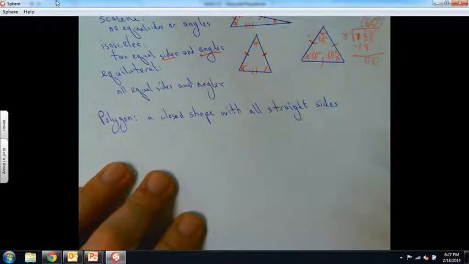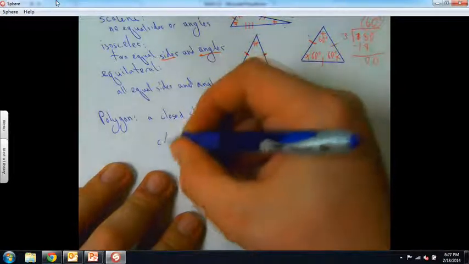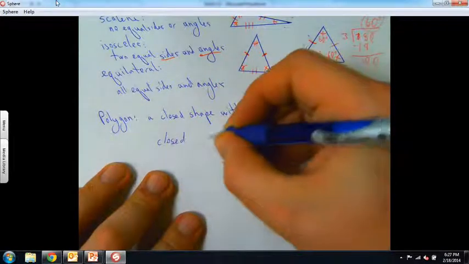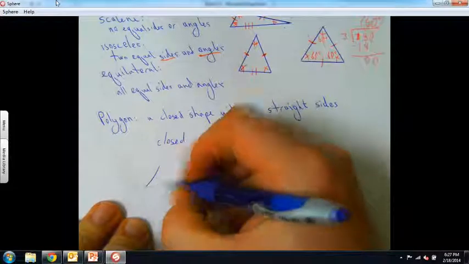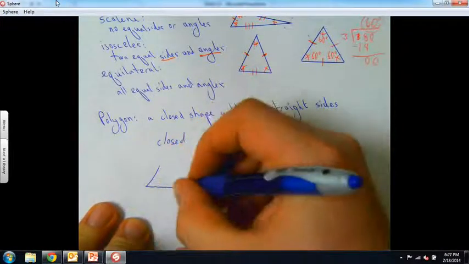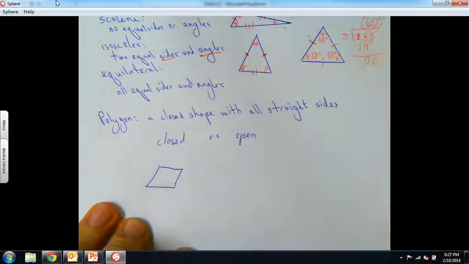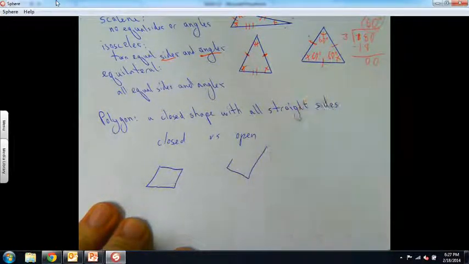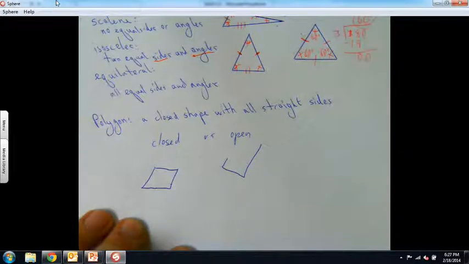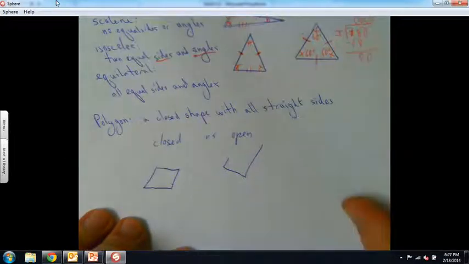Now, closed versus open. Most of the shapes you've seen are closed, such as that one. That one is a closed shape. This would be an example of an open shape, a shape that does not close. So a polygon is a closed shape with all straight sides.